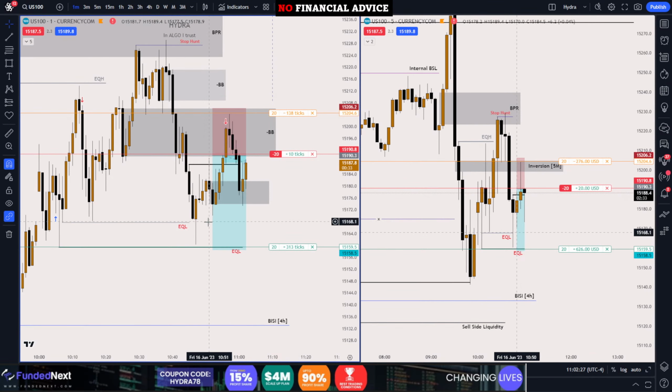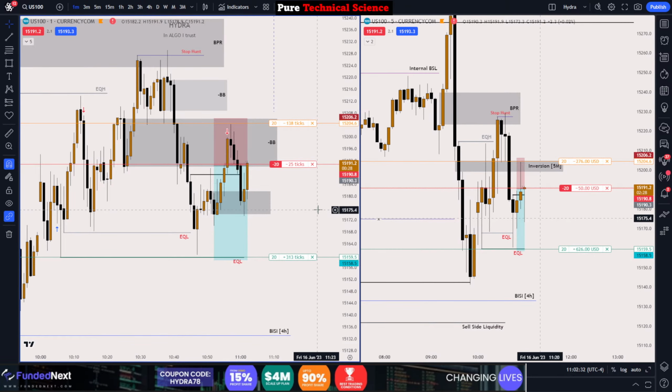So price generated relative equal lows here. We are still inside of our macro, so I'm still going to hold, but let's see how it happens.